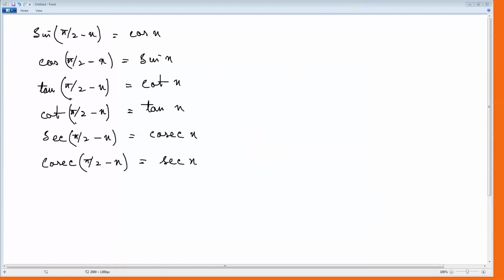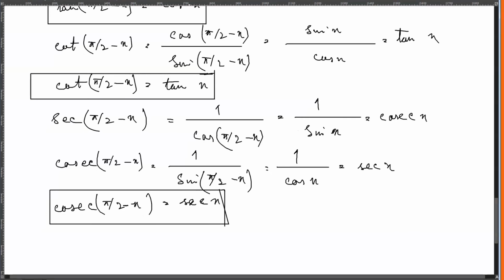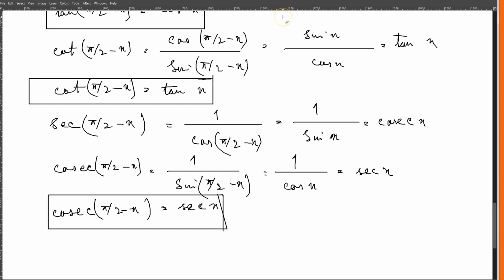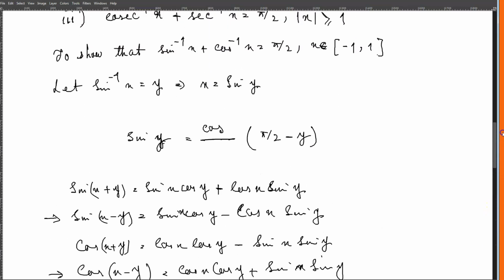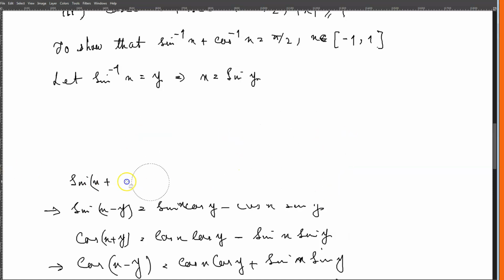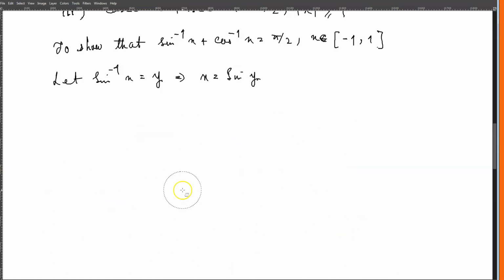Okay. Now, going back to what we were doing here, we said that we wanted to show that the sine inverse of x plus the cos inverse of x is equal to pi by 2 for all x's belonging to this interval.